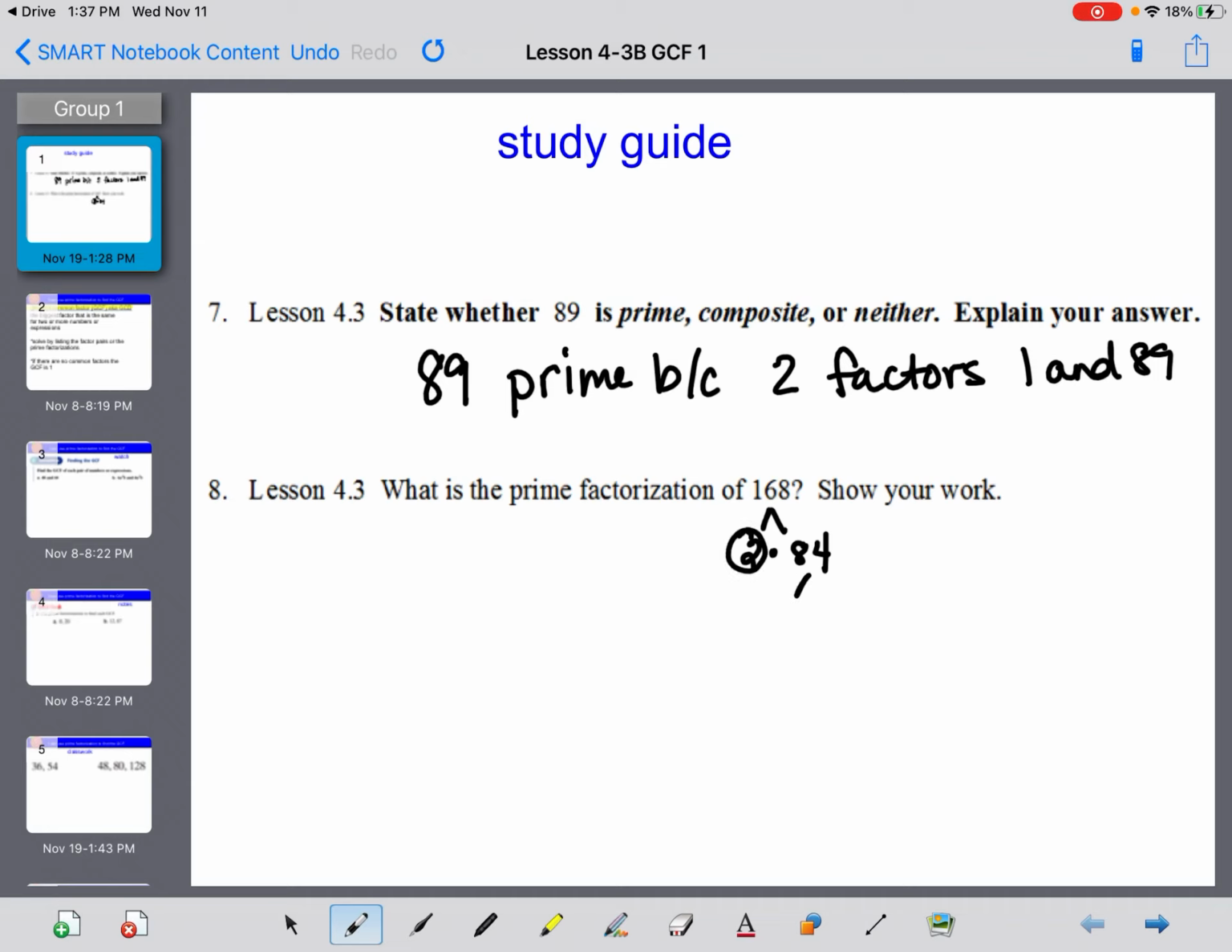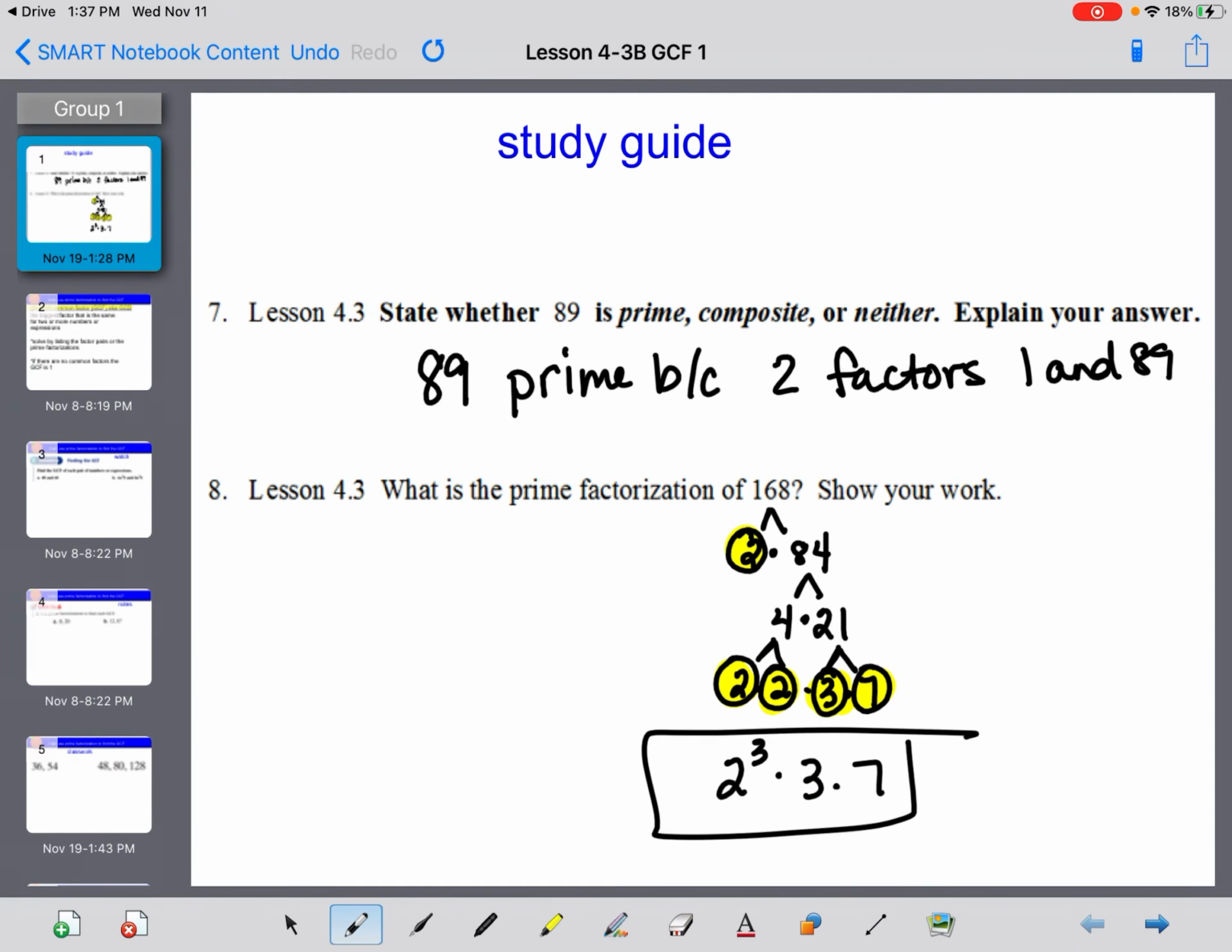then 2 is prime. 84 is divisible by 4. And that's 21. 4 can be 2 times 2. 2's are prime. 21 is 3 times 7. 3 is prime, 7 is prime. So the prime factorization is 2 to the third times 3 times 7.